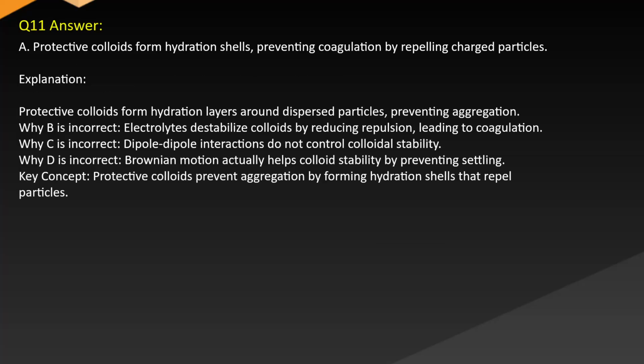Answer A. Protective colloids form hydration shells, preventing coagulation by repelling charged particles. Explanation. Protective colloids form hydration layers around dispersed particles, preventing aggregation. Why B is incorrect: electrolytes destabilize colloids by reducing repulsion, leading to coagulation. Why C is incorrect: dipole-dipole interactions do not control colloidal stability. Why D is incorrect: Brownian motion actually helps colloid stability by preventing settling. Key concept: protective colloids prevent aggregation by forming hydration shells that repel particles.